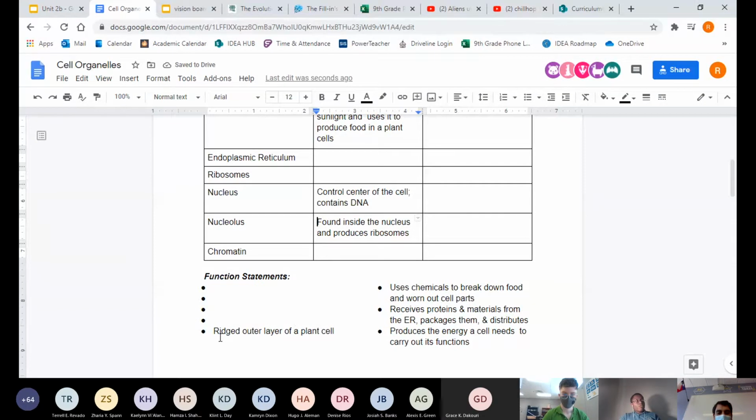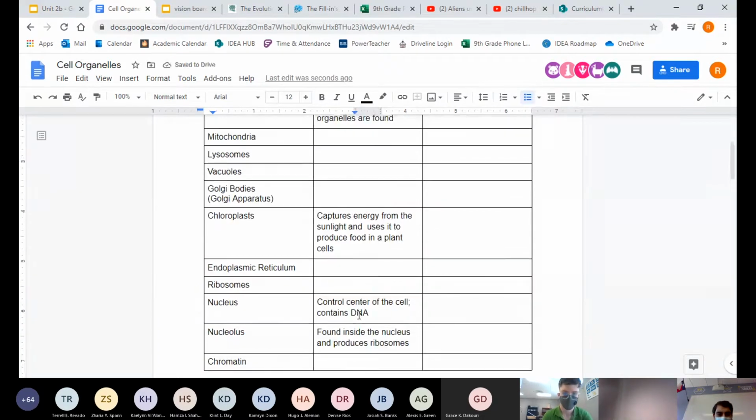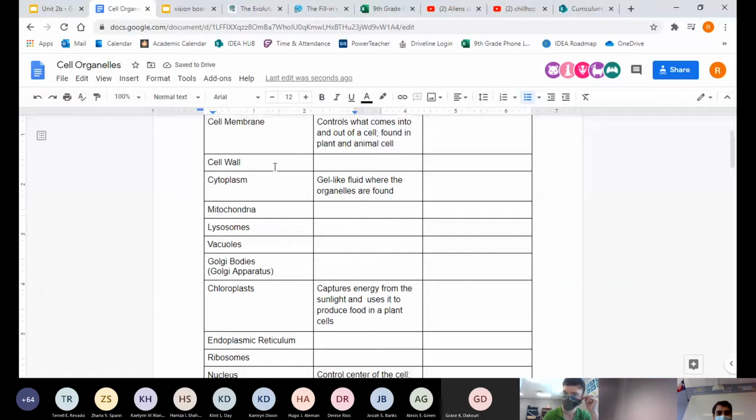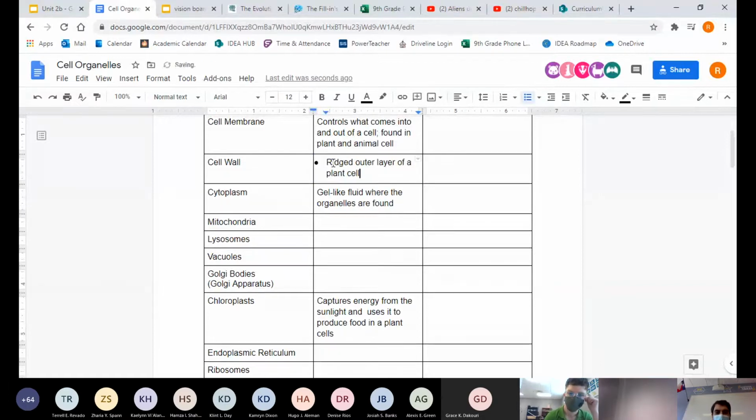Okay, rigid outer layer of a plant cell. So what distinguishes a plant cell from an animal cell on the outside? I'll give you a hint. Starts with a C, ends with an L. Mitochondria. So close.